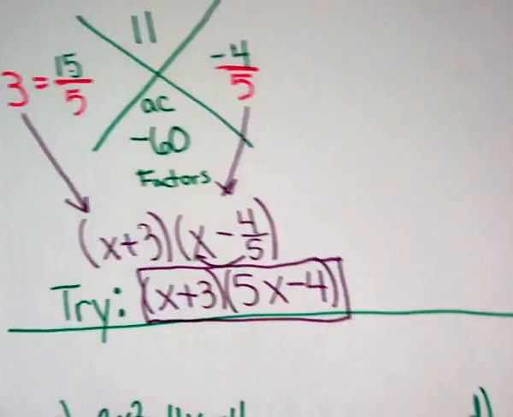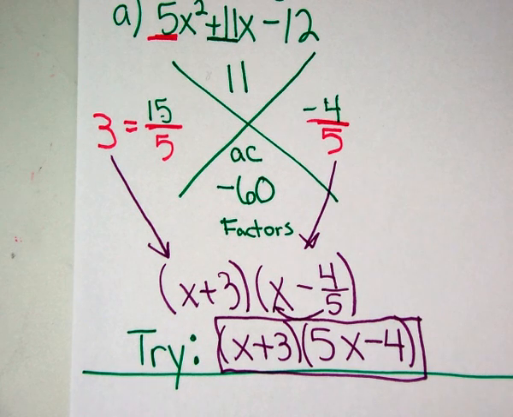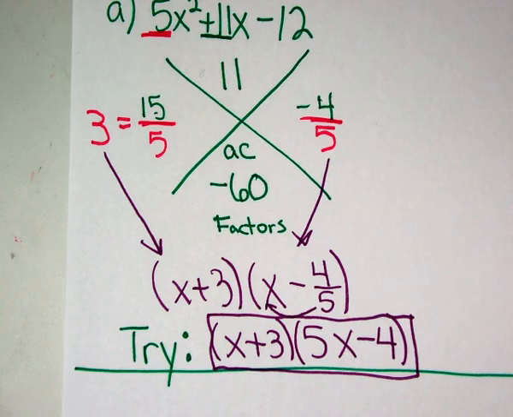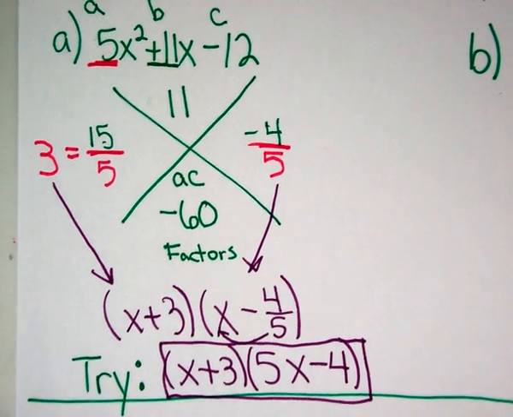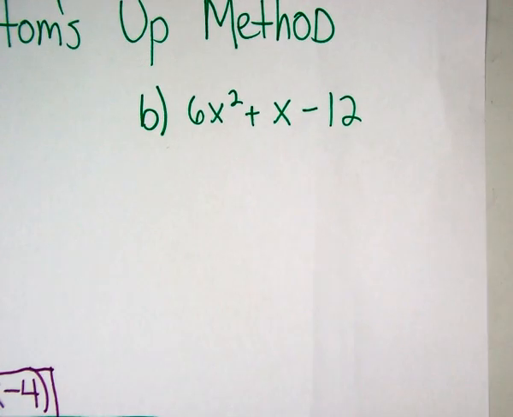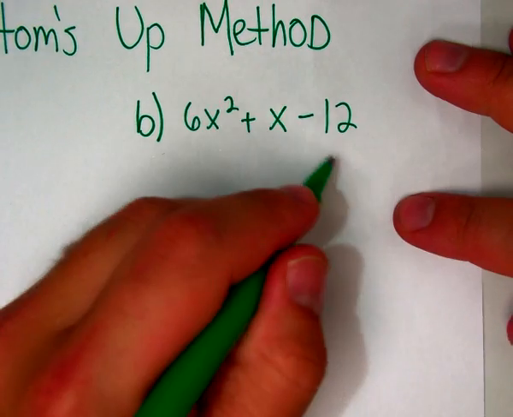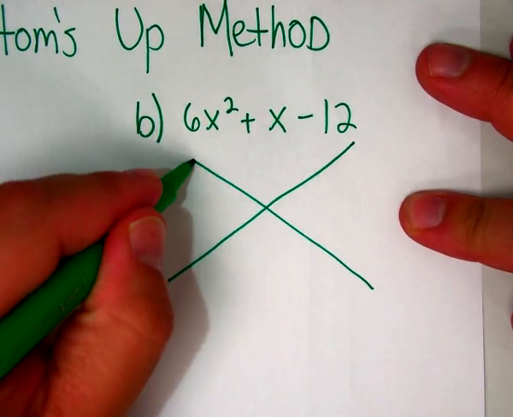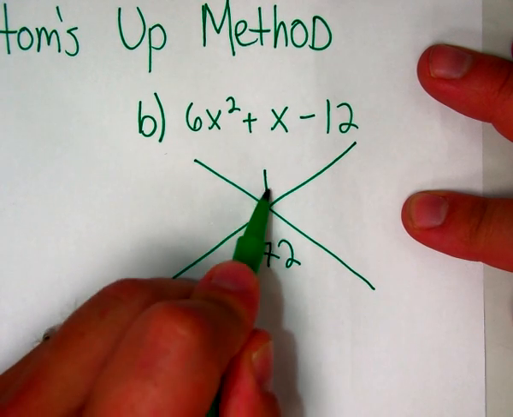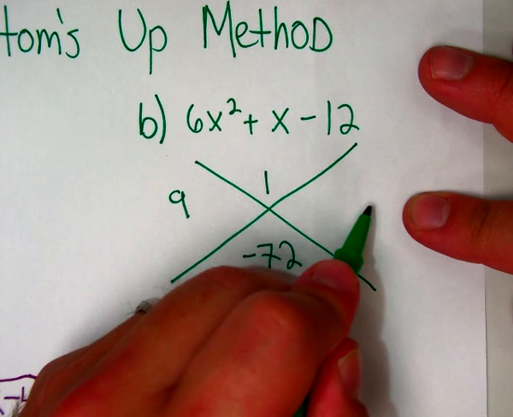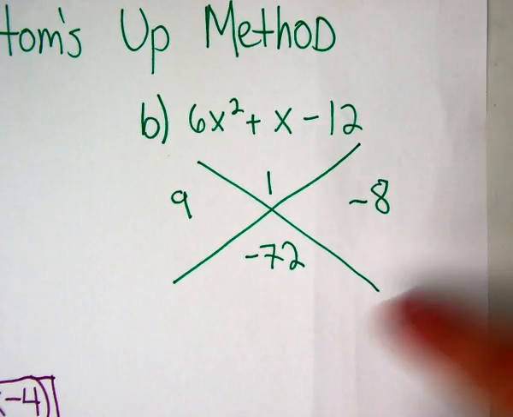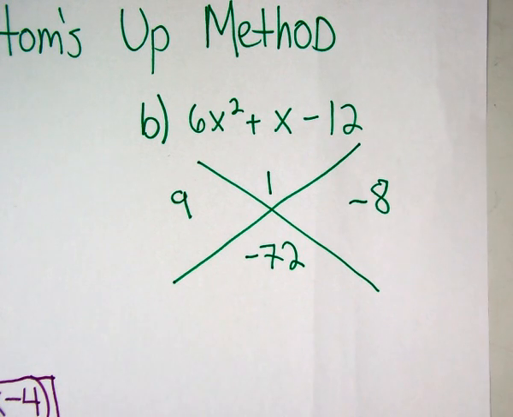Okay? Play it back. Hopefully you understand it. It's a nice, organized, systematic approach for how to factor this until you get really good and can start doing these mentally. Let's go on to the second problem: 6x squared plus x minus 12. Let's make our cross. We end up with a 1 on top and a negative 72 on the bottom. The values that add up to 1 are 9 and negative 8. 9 minus 8 is 1, and 9 times negative 8 is negative 72.